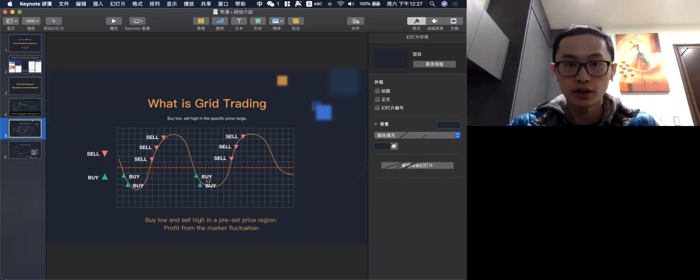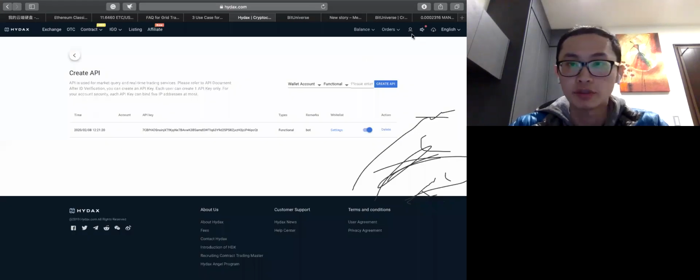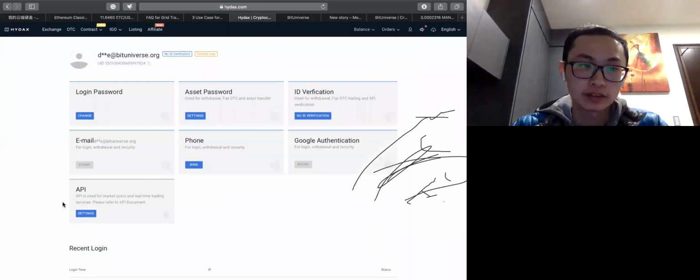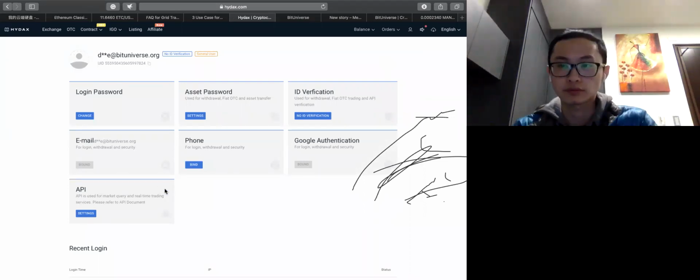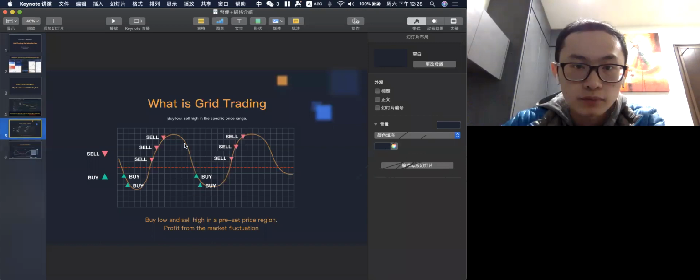Where can I find my API? Okay, so you need to log into Hydax first, and go through here to the user center, click here, and you will see the API section here, under your user center, user account. Okay, so how about others?